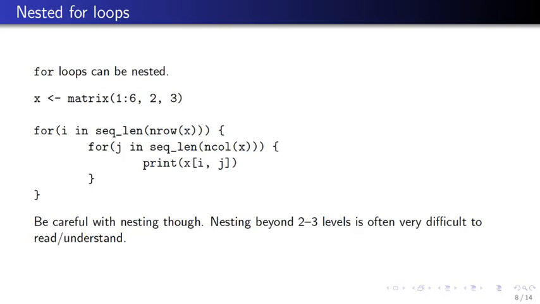So one thing to be careful with nested for loops is going beyond 2 to 3 levels. While it's theoretically okay in R, it makes reading the code a little bit difficult to do. And so if you're reading code that has 3 or 4 nested for loops, it gets difficult to understand what's going on. Sometimes that's the logical thing to do, but many times there's ways to get around that, for example, by using functions.